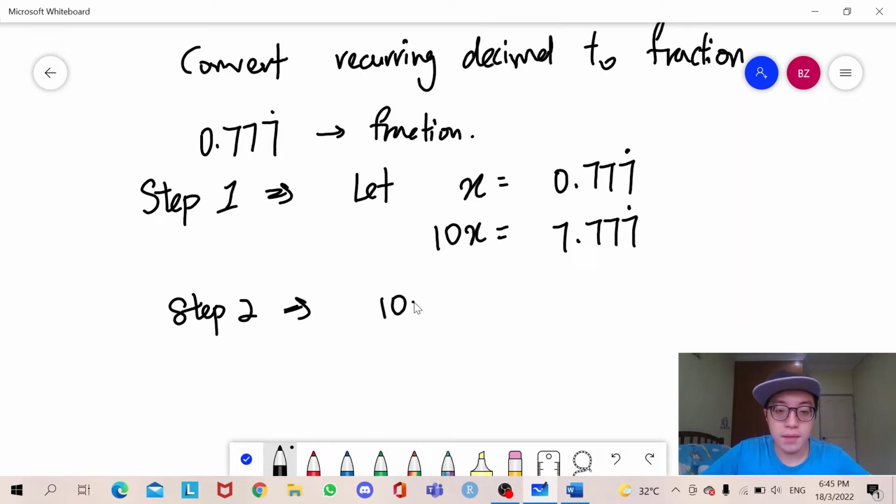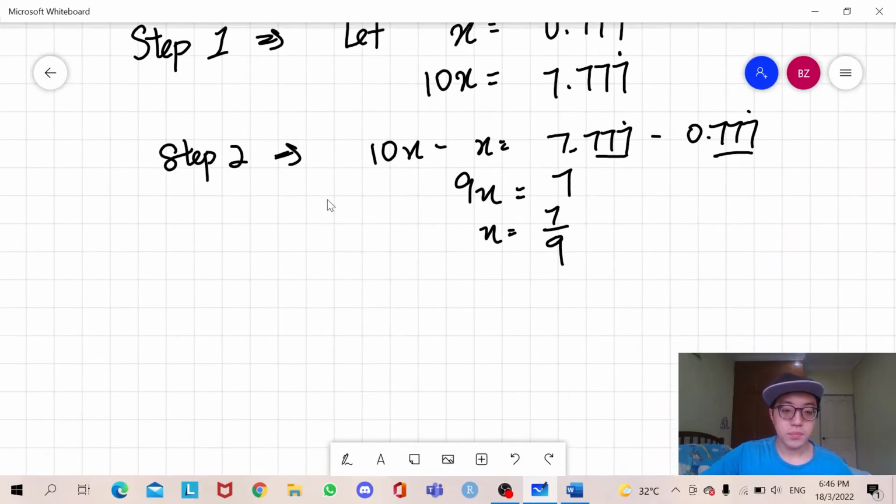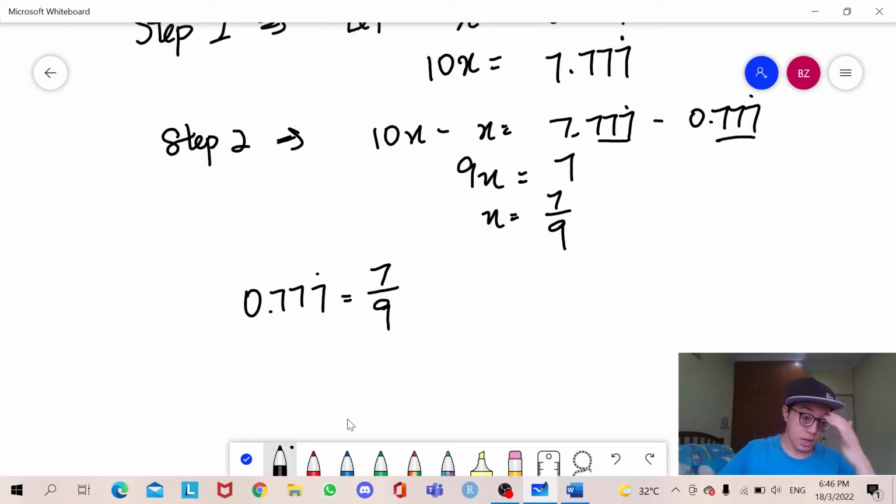Minus 2 of them. 10x minus x is equals to 7.777 dot minus 0.777 dot. All right, so this gives you 9x is equals to 7 because we will cancel out the back part. And x will finally give you 7 over 9. And therefore, from the beginning, you have denoted x as 0.777 dot, which is equals to 7 over 9. All right, so this is how you convert a recurring decimal to a fraction.